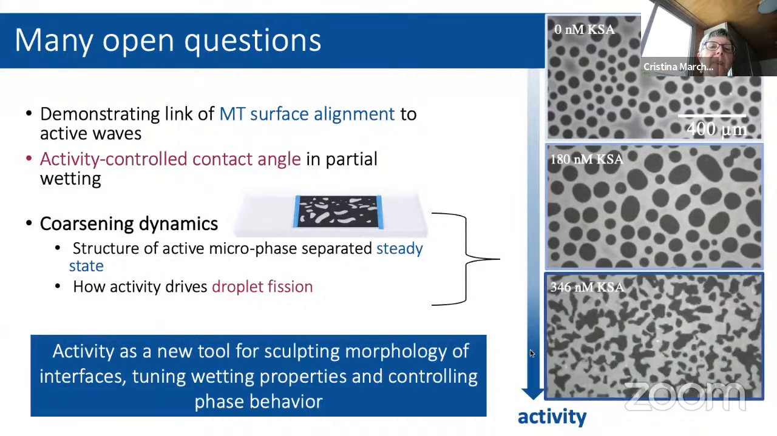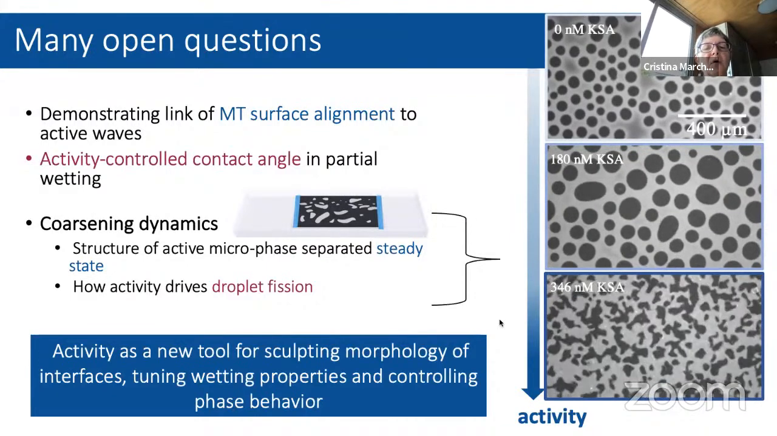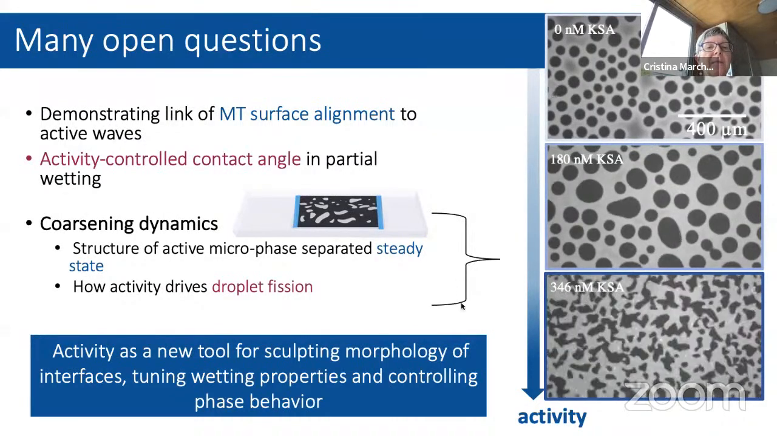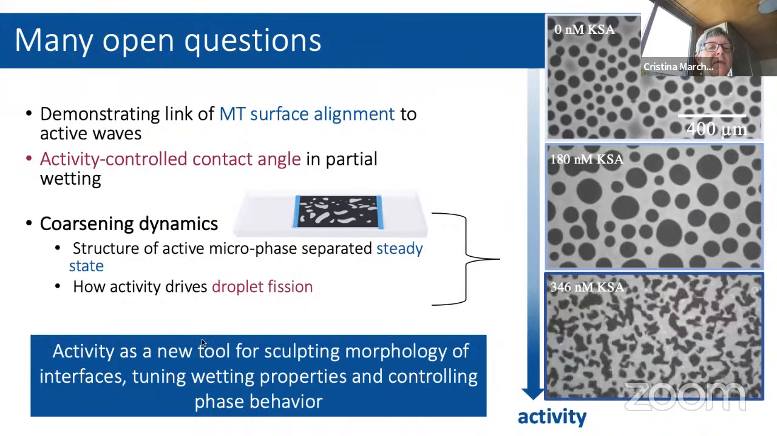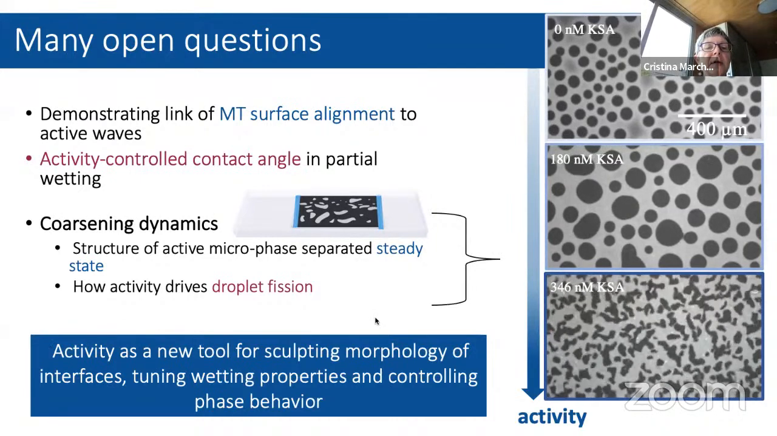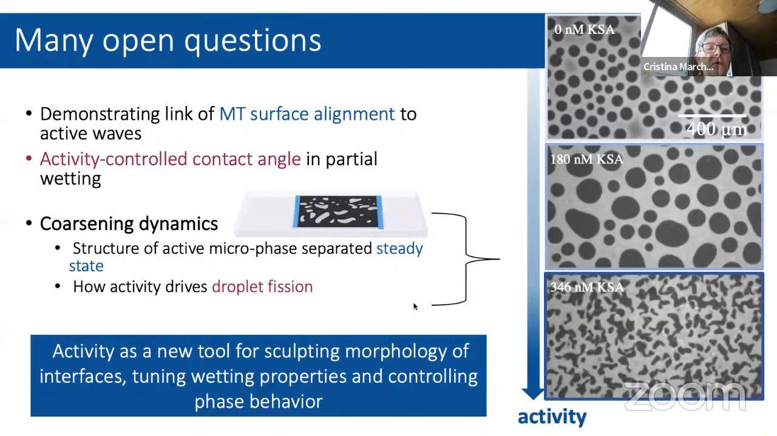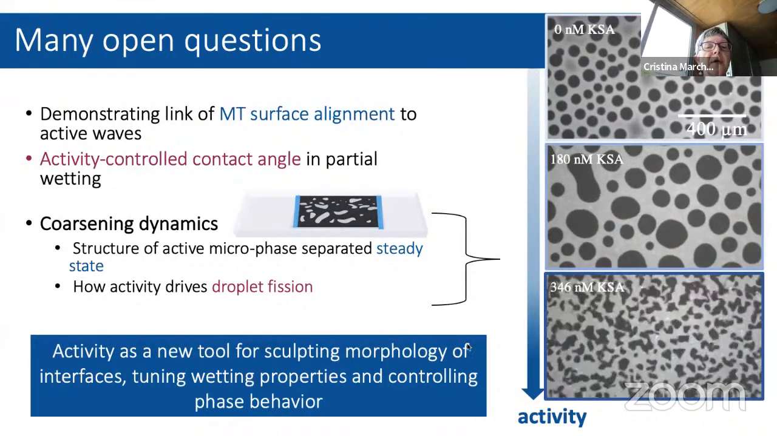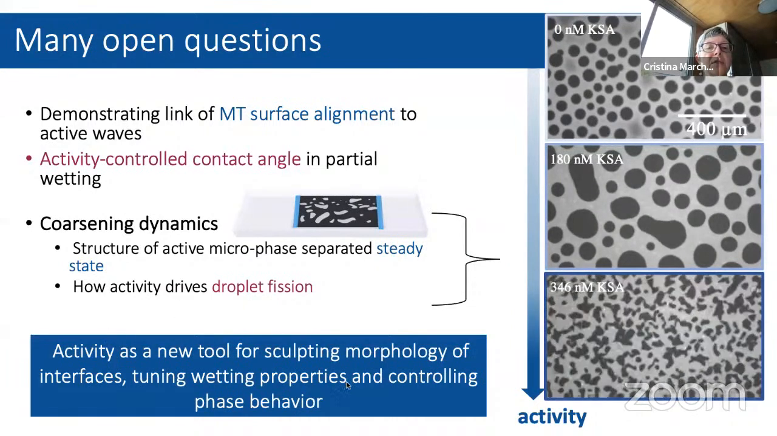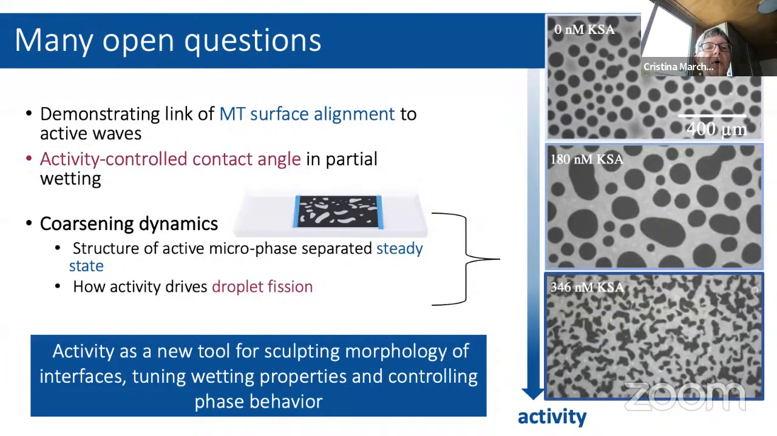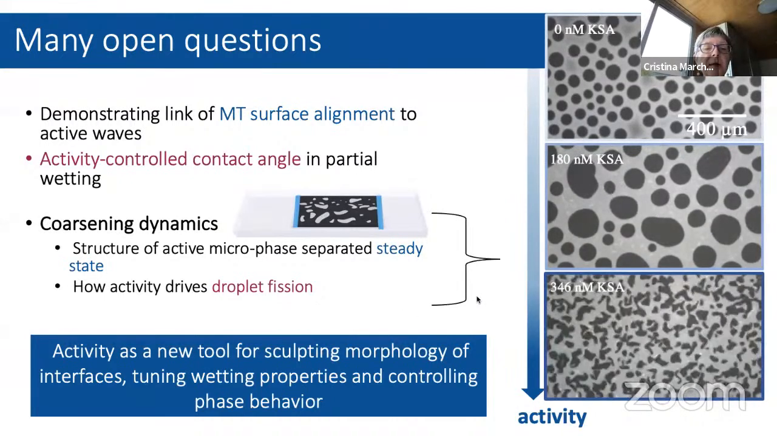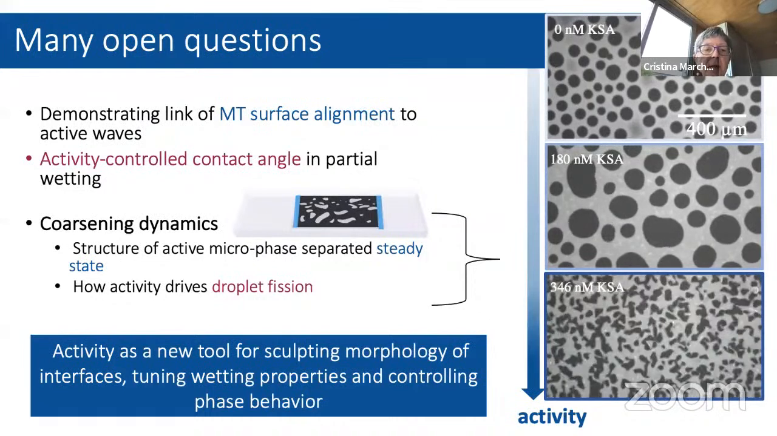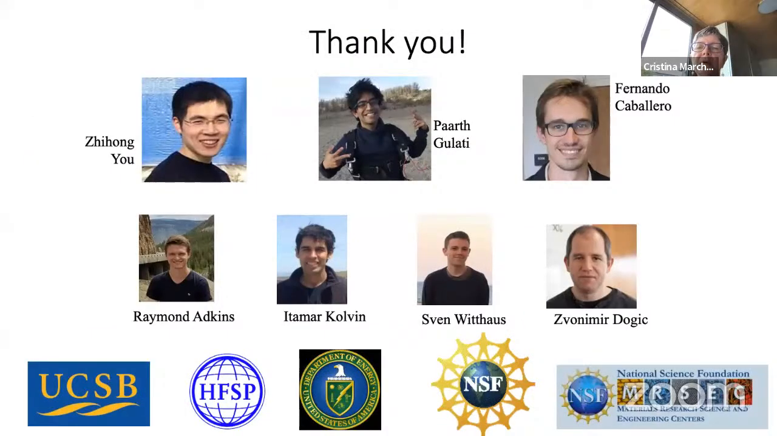We have some understanding of this, but I'm not going to try to tell you. The main point I'm hoping I made here is that activity provides a new tool for sculpting the morphology of interfaces, tuning wetting properties, and controlling phase behavior. And it might allow us to create new active materials by doing this. So with that, I just wanted to put up again the faces of the people who did all the work. And thank you all for listening.